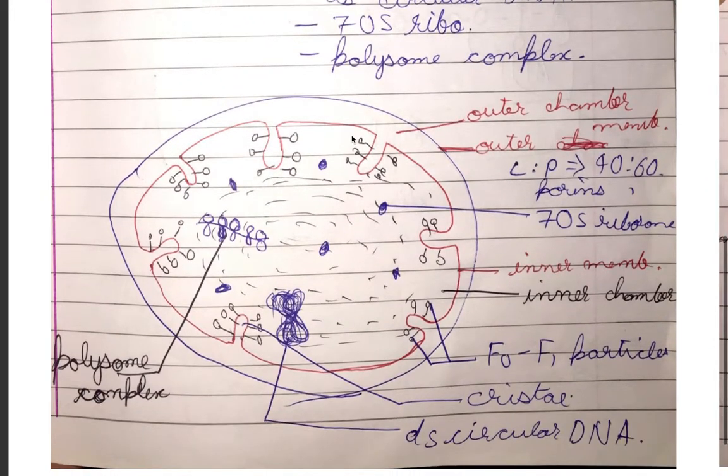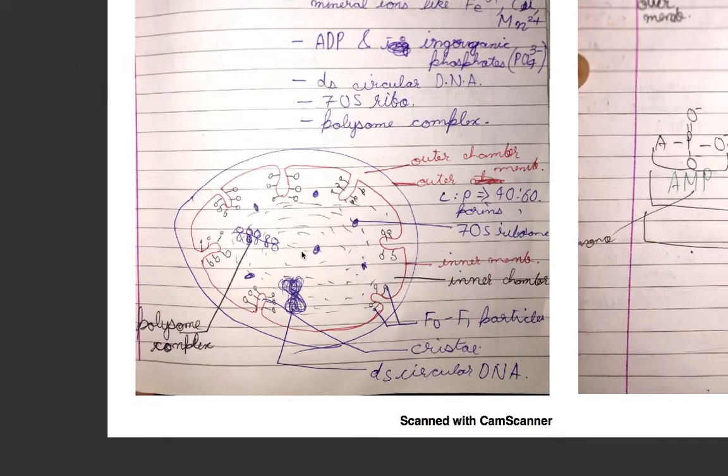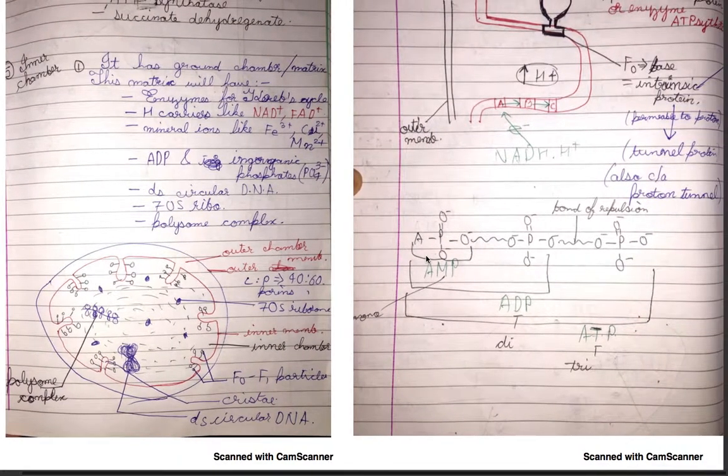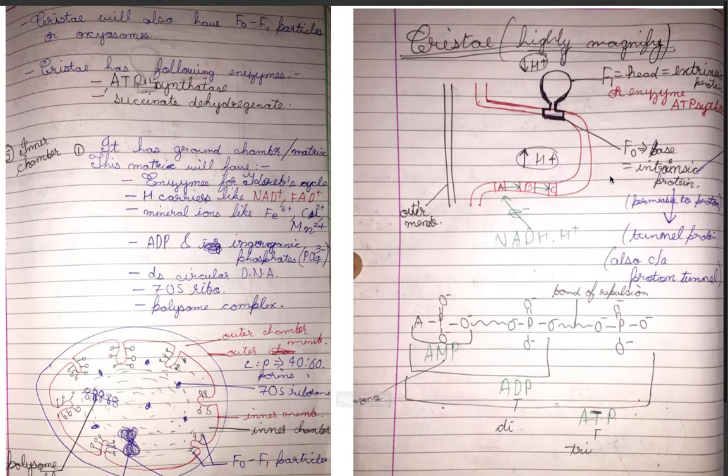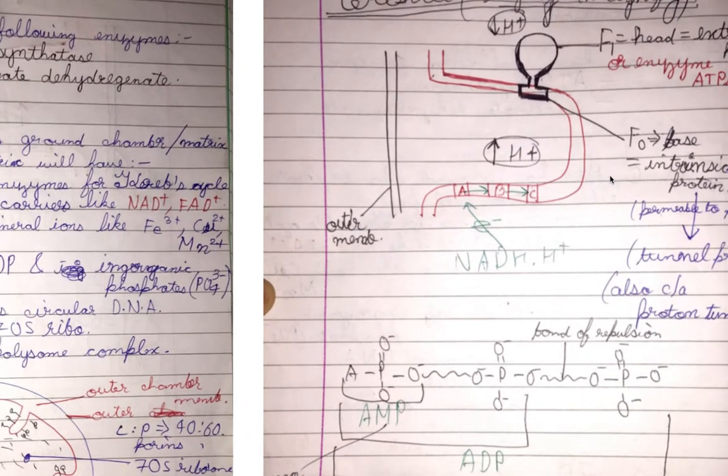This is the diagram. Outer membrane, outer chamber, inner membrane, inner chamber. Here are F0, F1 particles on cristae, and circular DNA in the matrix. Here we also have many 70S ribosomes, and there is a polysome complex.